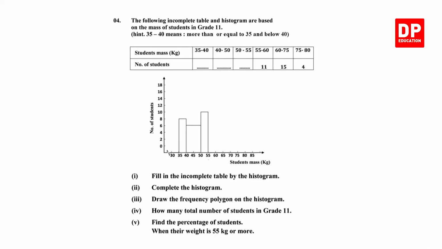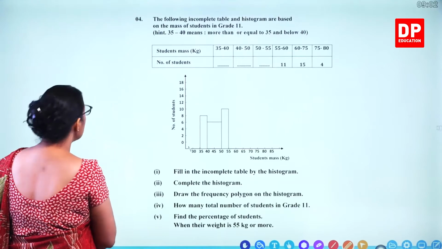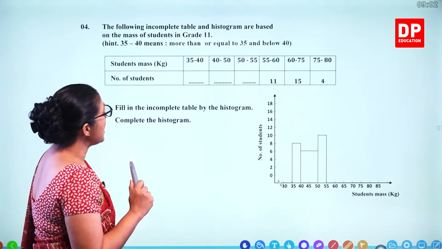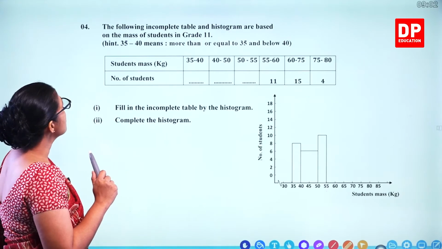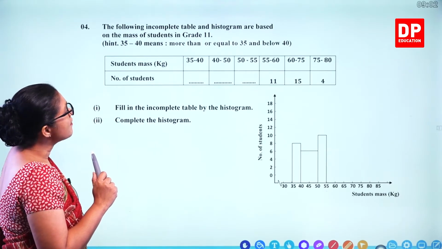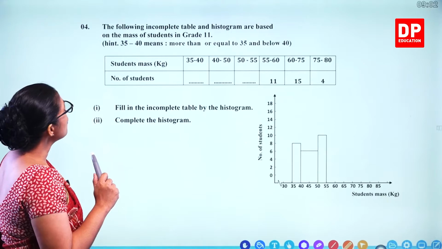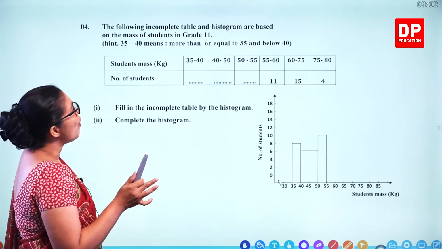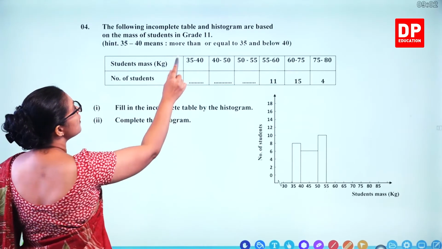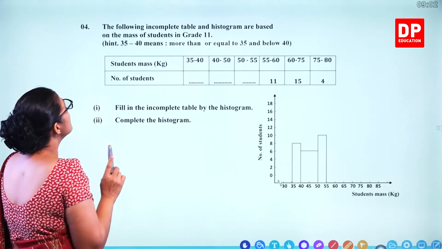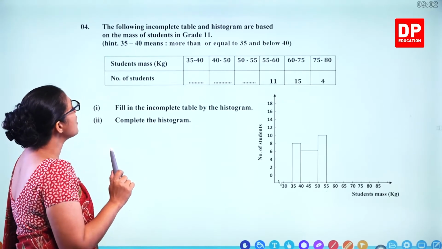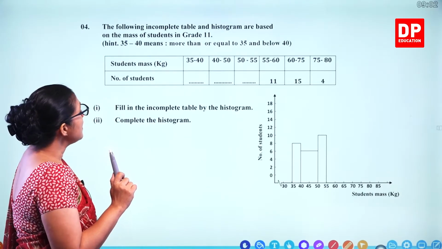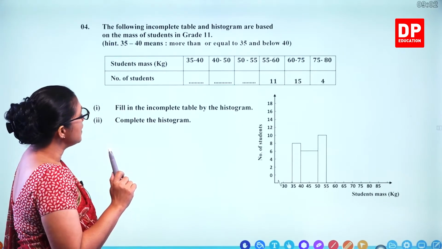Question number 4, this is a statistics question. So, again you get 5 parts here. So, let's do the question. The following incomplete table and histogram are based on the mass of students in grade 11. 35 to 40 means more than or equal to 35 and below 40. Students' mass is given in kilograms and the number of students. Fill in the incomplete table by the histogram, complete the histogram.